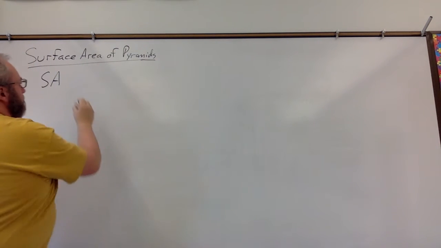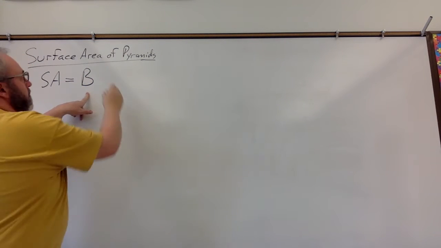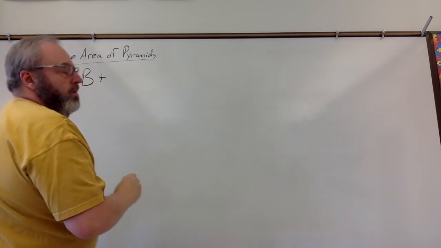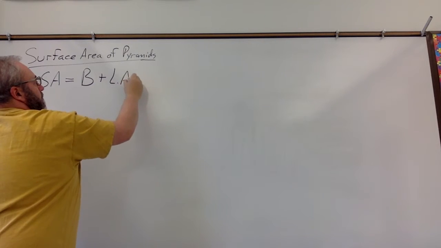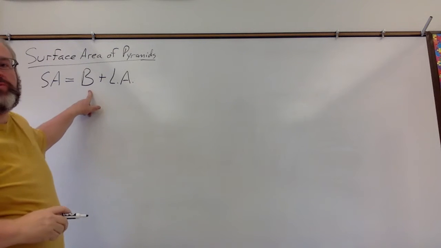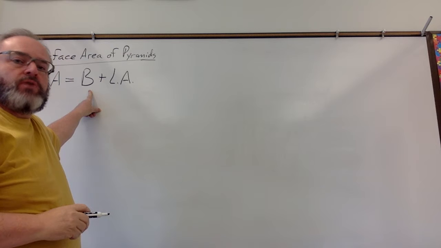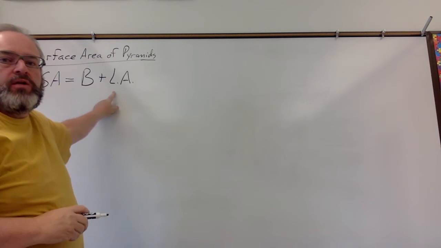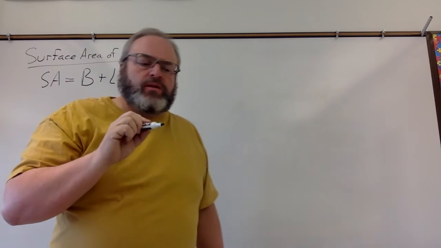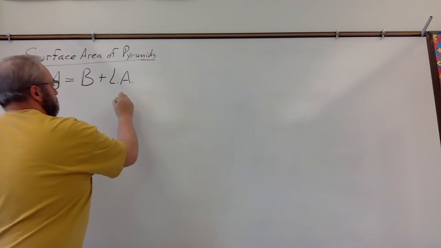Surface area of a pyramid equals the area of the base plus what we are calling the lateral area. Okay, so I know we all know what the area of the base is. So if it's a square, it's the area of a square. If it's a triangle, it's the area of that triangular base. Let's talk about the lateral area. Before we get to that, let's just talk about what the different parts of a pyramid are.